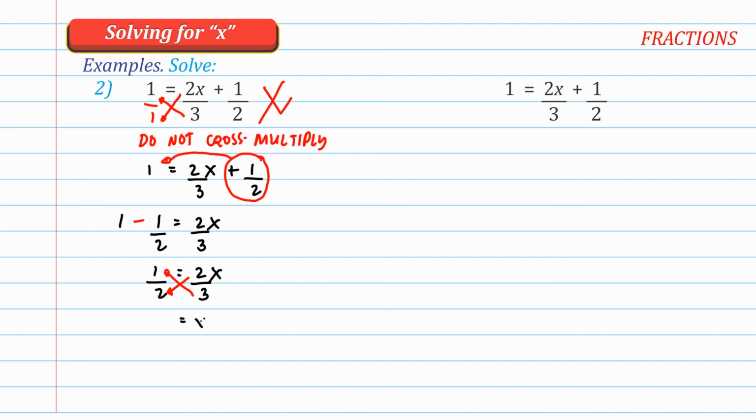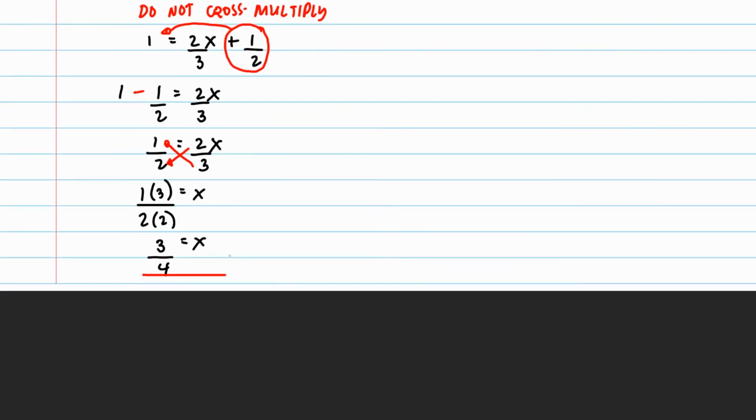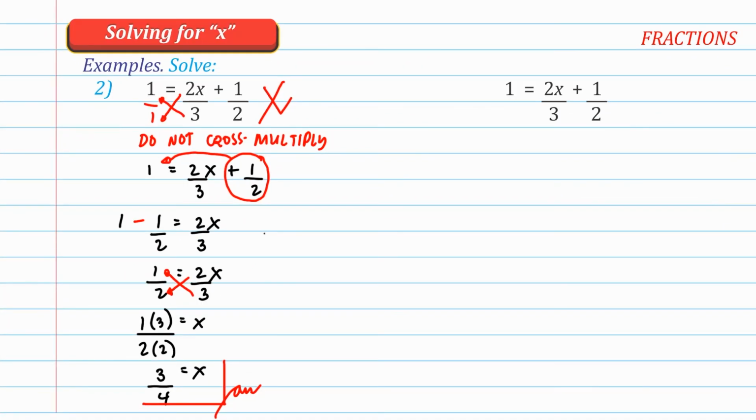We will have on the right side x only. And then dito, it will become 1 times 3 all over 2 times 2. So x therefore is 3 over 4. O, di ba? So we got the answer. It's 3/4. Again, this is the correct way of doing this. Do not cross multiply yet. Kasi meron tayong this part, we have 2 terms. You cannot cross multiply pag may 2 terms.